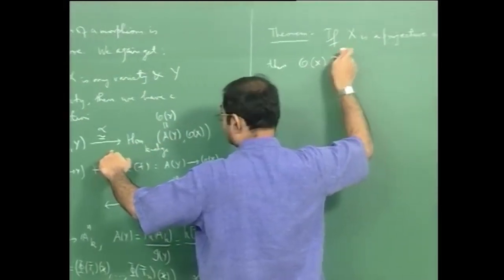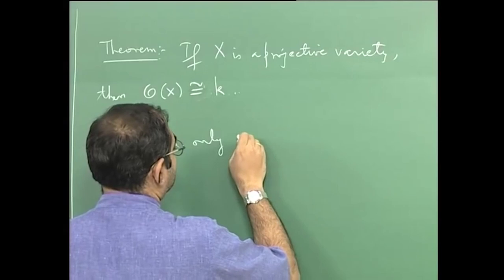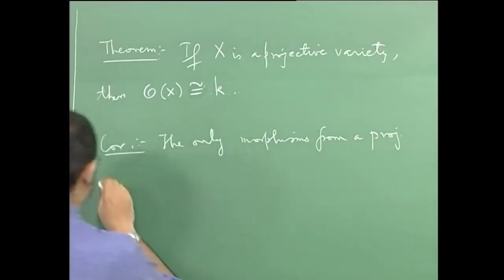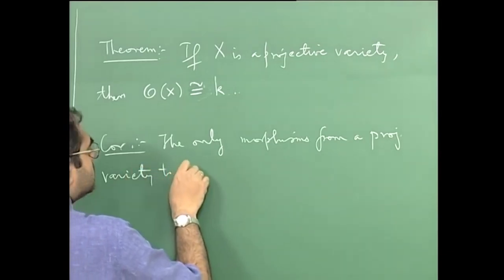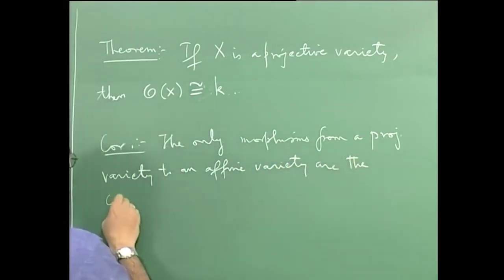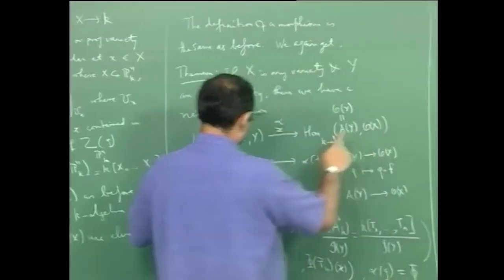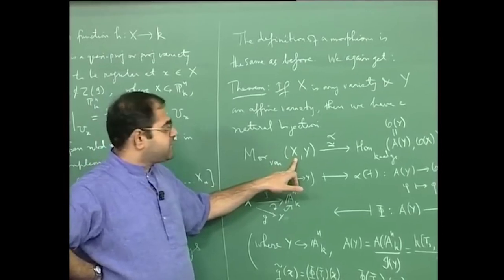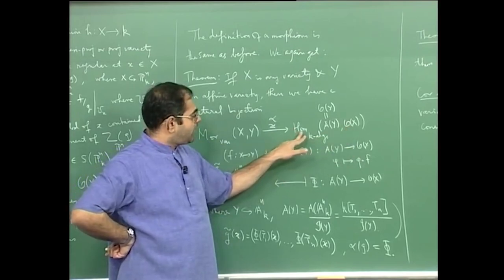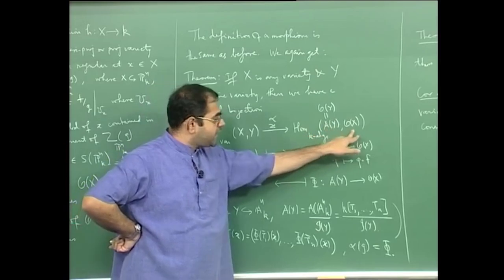If you put these two together as a corollary, you will get that the only morphisms from a projective variety to an affine variety are the constant maps. This is something you can see immediately, because in this bijection, suppose X is a projective variety. Then O(X) will become K, and therefore I will get morphisms from X to Y in bijection with homomorphisms of K algebras from A(Y) to K.